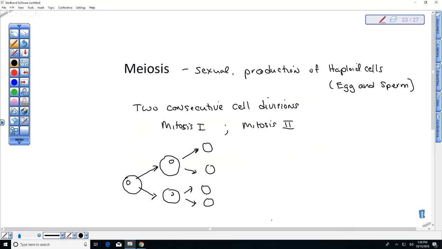So this initial parent cell has the full component of the genetic material, and the chromosomes are replicated. In these cells, they don't have the full component of chromosomes, but just half the number of chromosomes. So these are the haploid cells right here.